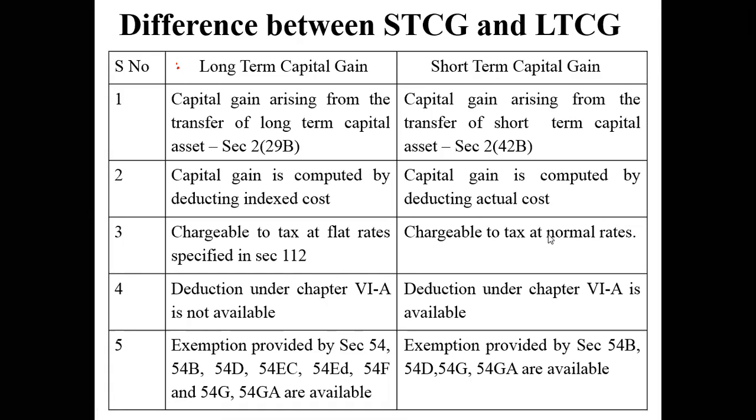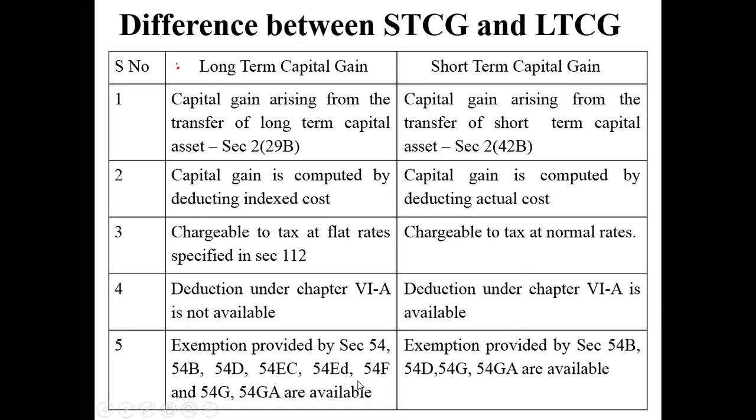For such cases, all short-term gains are charged on normal rates, and because they are charged on normal rates, deductions under chapter 6A are applicable or available for the benefit of the assessee. Likewise, even though deductions are applicable here, some more exemptions are also applicable, but they are applicable only to a restricted area of section 54B, 54D, and two more, that is 54G and 54GA.